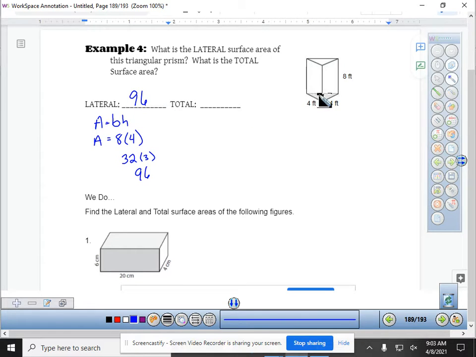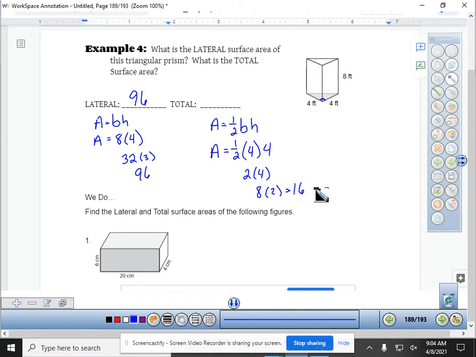What is the shape of the base? Triangle. What is that formula? Area equals 1/2 base times height. We are looking at just the triangle. What is the base? 4. What is the height of the triangle? Do you see the right angle right here? It's 4 and 4. And half of 4? 2. And 2 times 4? 8. But there's 2. Times 2 is 16.